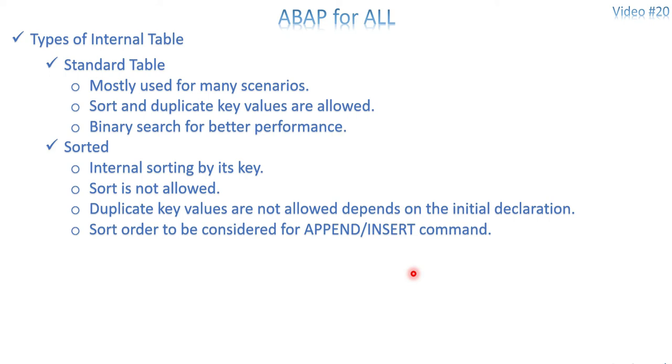Suppose I have sales order numbers like 45, ending with 1, 2, 3, 4 and 10, 11, 12. Now I'm trying to add 14 before 10 manually. Through an index operation, I'm trying to add sales order 14 before 10. Then, since the sorted internal table is in ascending order, it goes to dump. So there is another way it goes to dump. That's why I mentioned the sort order has to be considered if you want to do append or insert. Okay, that is very important.